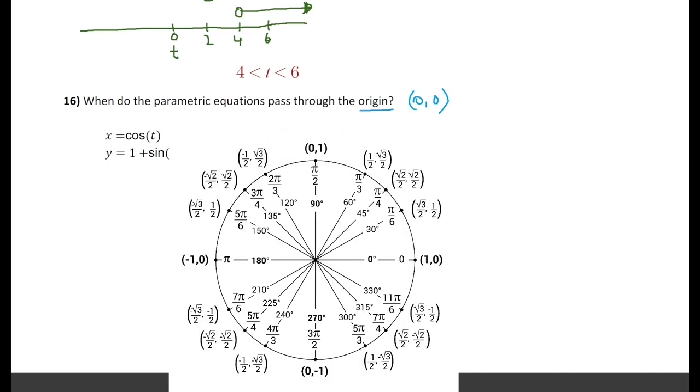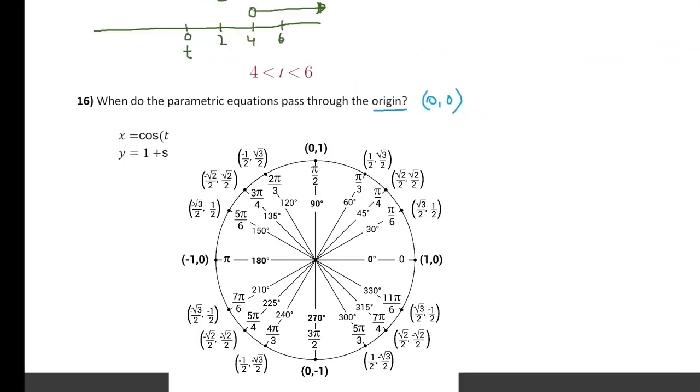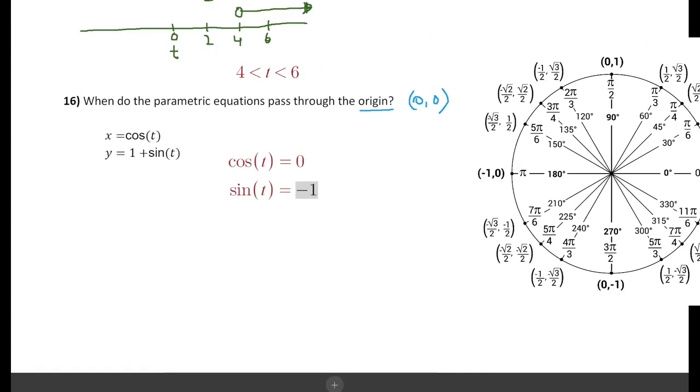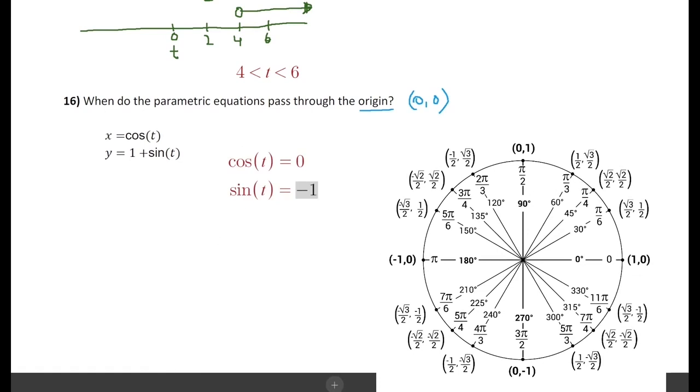Let's take a look at that unit circle. When does that happen? So 0, -1 is right here at 3 pi over 2. So the t value would be 3 pi over 2.